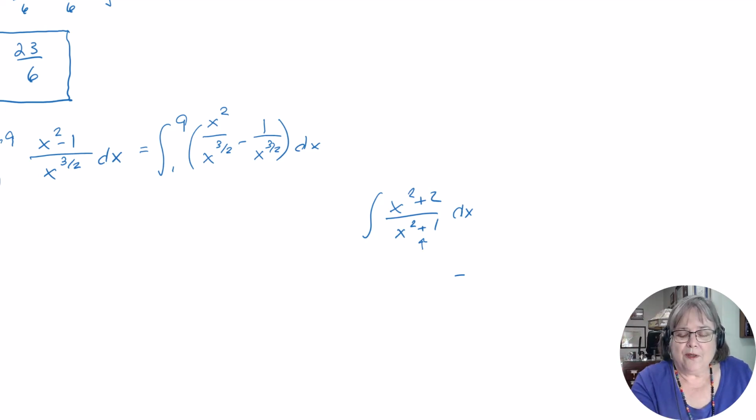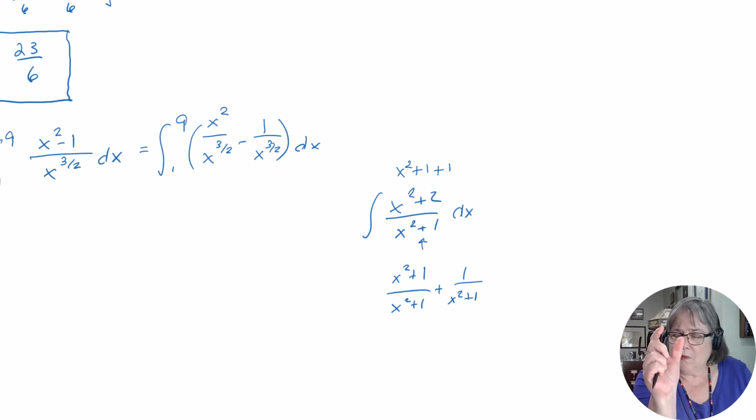But what you could do is something like, well, look, x squared plus 2 is x squared plus 1 plus 1, right? So I could say x squared plus 1 over the entire binomial, plus 1 over the entire binomial. So you can repeat the entire binomial or polynomial as many times as you want. You can separate these, but you have to repeat the denominator over and over and over.